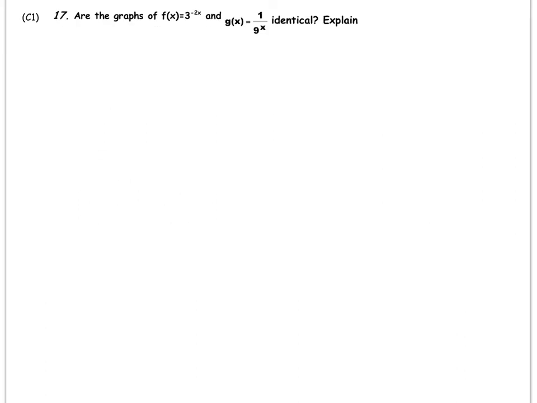The next question is asking, are the functions f of x equal 3 exponent negative 2x and g of x equal 1 over 9 exponent x identical? And explain. I'm going to simplify f of x, which is 3 exponent negative 2x, as 3 exponent negative 2 exponent x. Remember, power to power is just multiply the exponent.